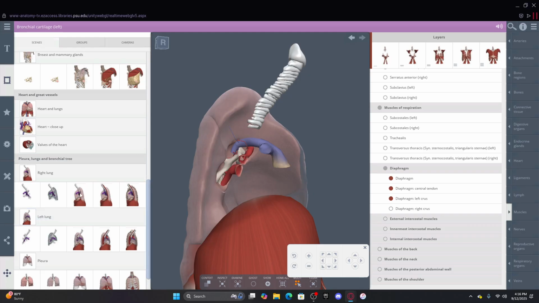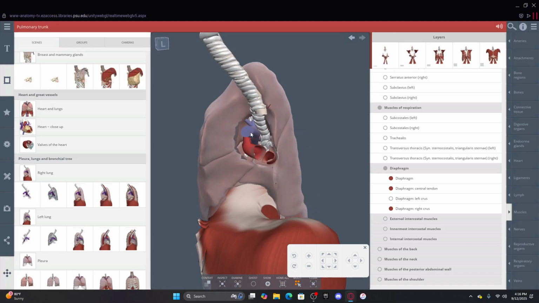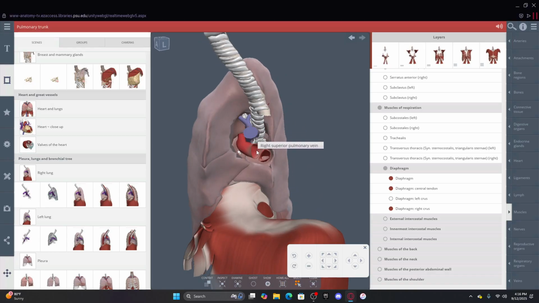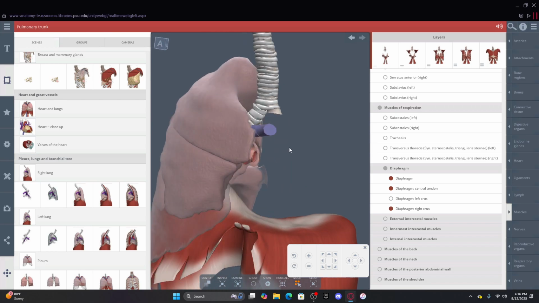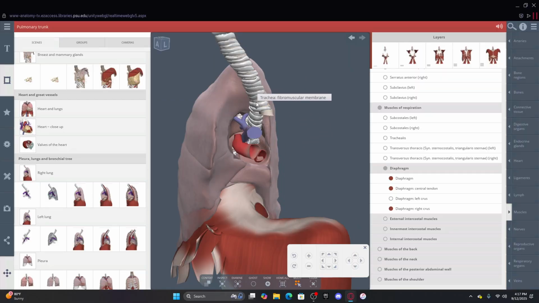All right, so I already showed you the pulmonary arteries and the pulmonary veins. We can go over that one more time. I'm going to remove the pulmonary trunk. And then we have our right pulmonary artery. Then we have our right pulmonary veins. And then we have our right primary bronchus, which splits into our right lobar bronchus. I keep pronouncing it wrong, but bronchus singular, bronchi plural.